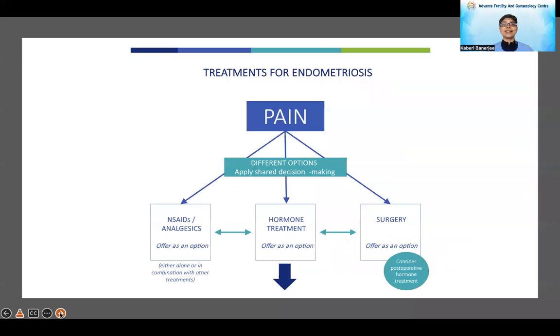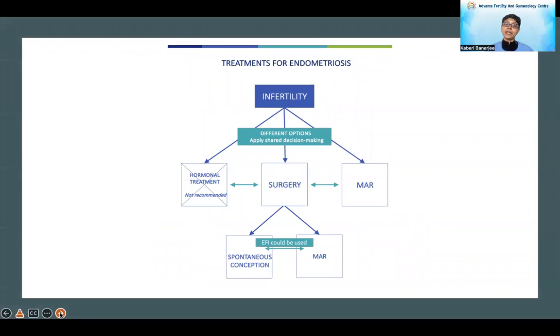Now, suppose the lady has only pain as a symptom. Then you have to put in various factors, her age, associated symptoms, and then you have to do a shared decision making as to just give the painkillers, do some hormonal treatment, or does she need surgery? In pain, post-surgery suppression can be given.